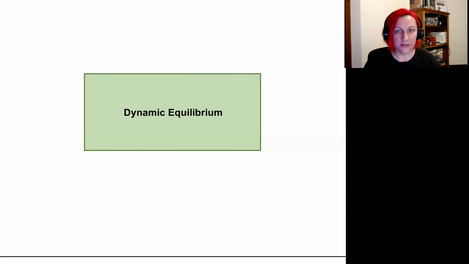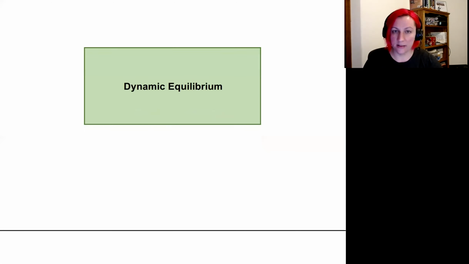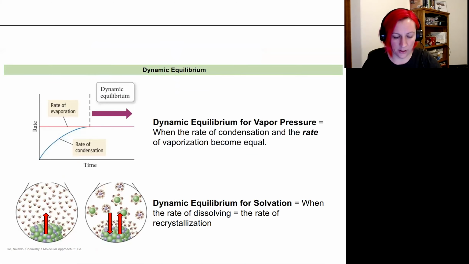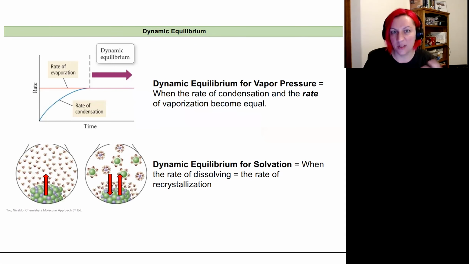And we've already kind of introduced dynamic equilibrium. This is hopefully not totally unfamiliar. We've been kind of sprinkling it in while we talk about other things in chemistry. Dynamic equilibrium happens for chemical reactions, but also just happens for processes. So, some of the examples we've already seen are the dynamic equilibrium for vapor pressure.